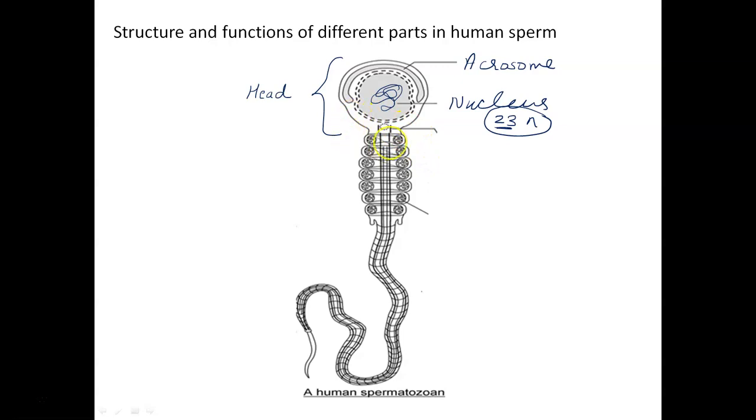The next structure, this part, is the neck. This neck has a pair of centrioles, that is the centrosome. The first one is proximal and the second one is distal. The proximal centriole has a very important function: it helps in the first cleavage. What is cleavage? When the zygote is formed, after 24 hours this zygote starts mitotic division to form the embryo in humans. So the proximal centriole helps in formation of spindle fibers, which help in the mitotic division that occurs in cleavage.